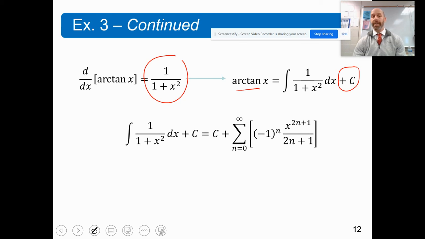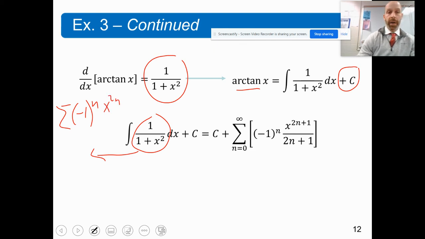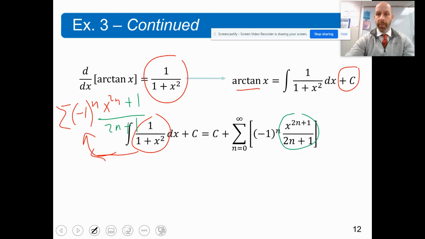Well, we just saw on that last slide that 1 over 1 plus x squared was equivalent, in fact, let me write that right here, to the summation of negative 1 to the n times x to the 2n, period. This sum was the geometric power series for 1 over 1 plus x squared. Now we're integrating, and we're going to use the power rule for integration, which tells us we need to add 1 to this exponent, and then divide by the new exponent. So hopefully you can appreciate where that came from.